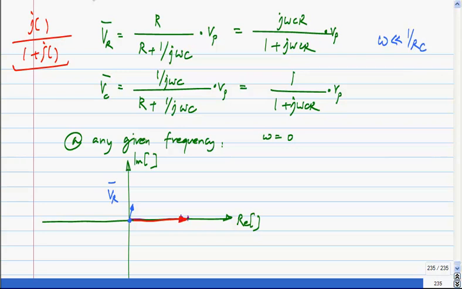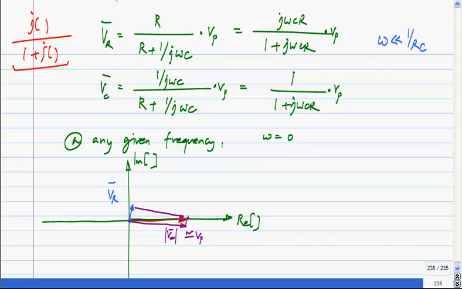And VC, what's the magnitude of VC? It'll be almost VS, okay, because this omega CR is very small, so the magnitude of the denominator is almost 1. And what's the angle of this? Nearly 0. But is it negative? Is it in the first quadrant or the fourth quadrant? Fourth quadrant, okay. And of course, these should always add up to this one, okay.